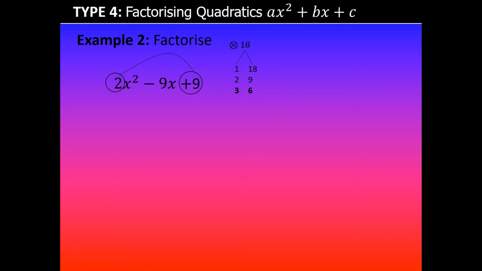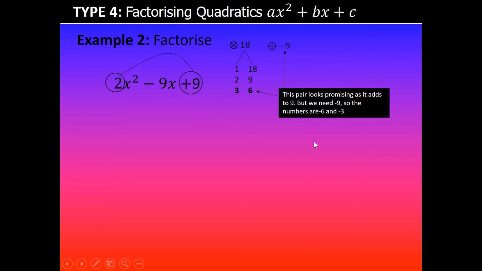3 and 6. Then the next step is you look for a pair which gives you the middle term of negative 9, and in this case 3 and 6 looks promising because negative 3 and negative 6 will add to negative 9. So using these two numbers, I will now split the middle term. Splitting the middle term will result in 2x squared minus 6x minus 3x plus 9.